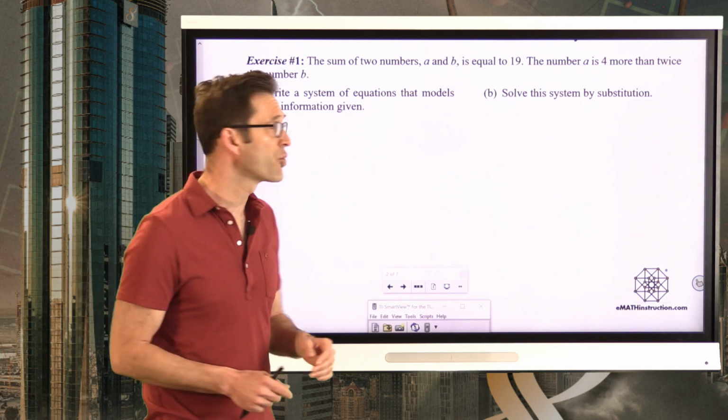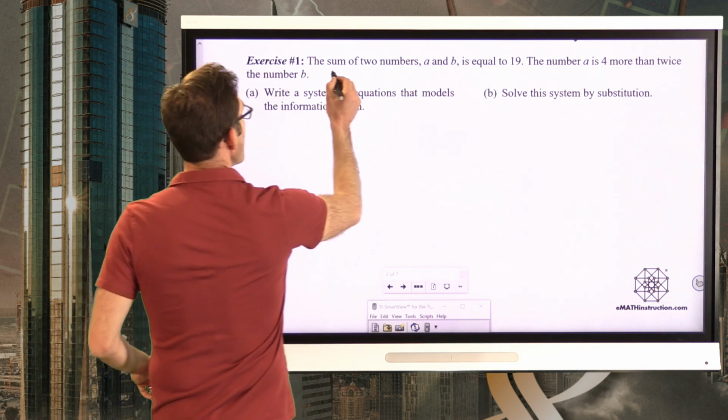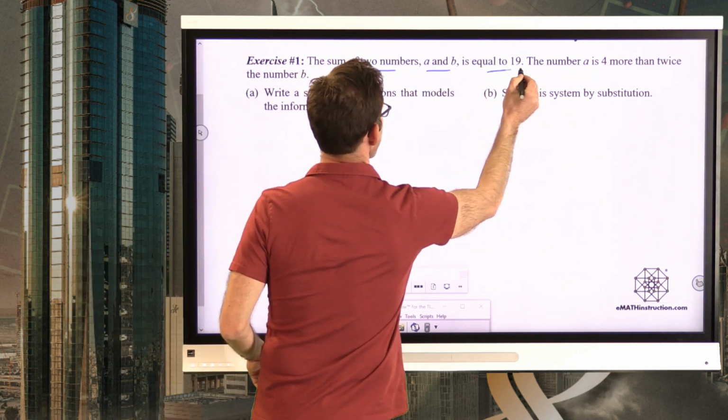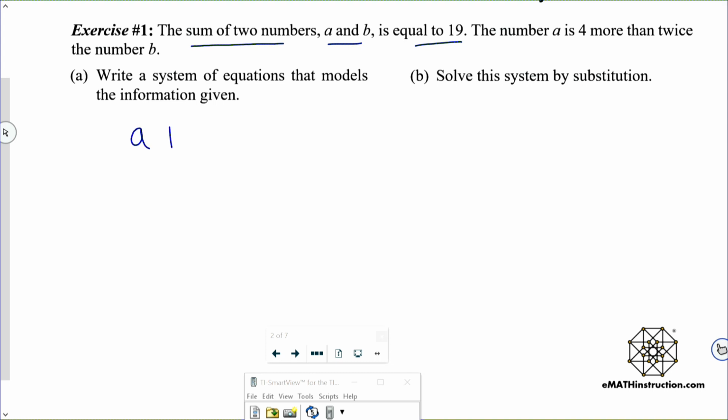Well, the first piece of information is actually pretty easy, right? The sum of the two numbers is 19. Awesome. So a plus b is equal to 19. Now, that's an easy one. The other piece of information is the fact that a is 4 more than twice the number b. We can literally translate that as a equals twice the number b plus 4, right?